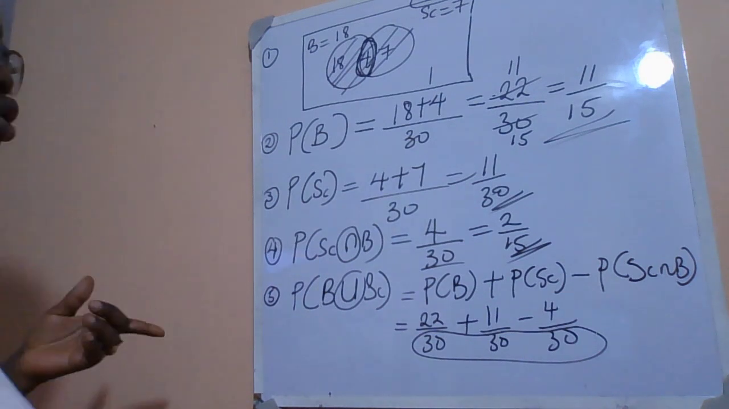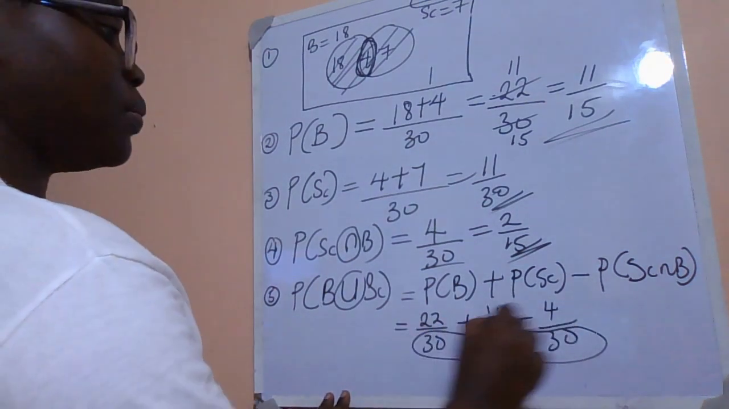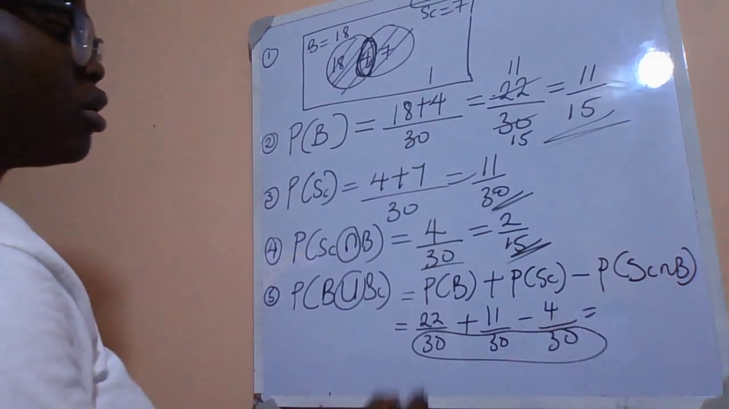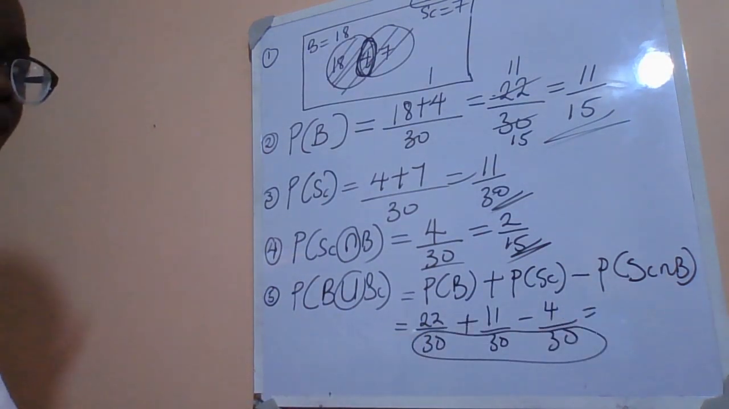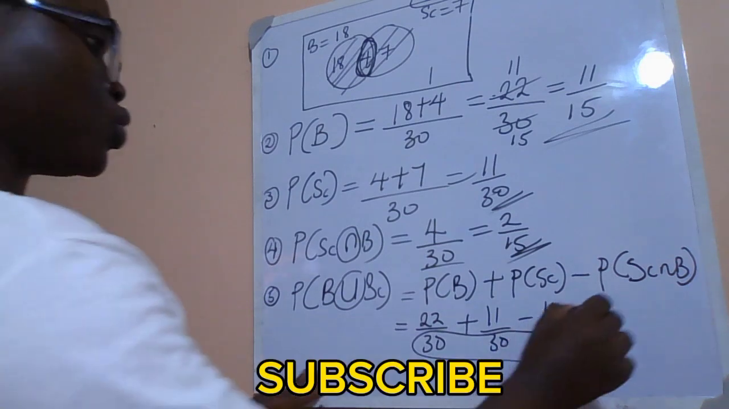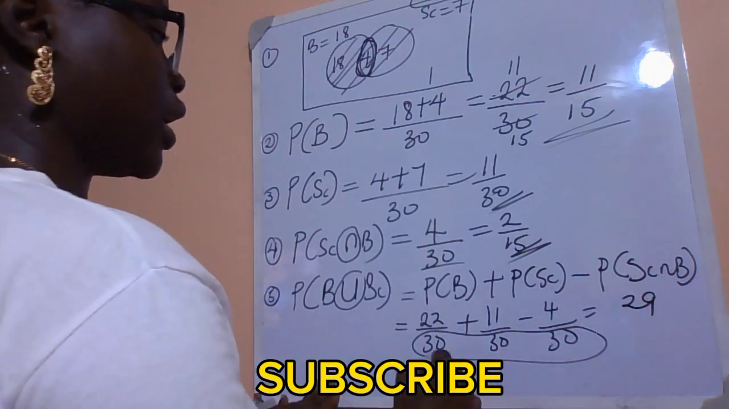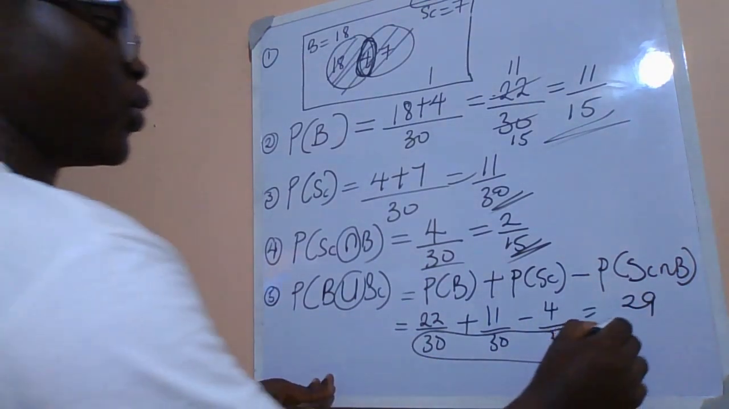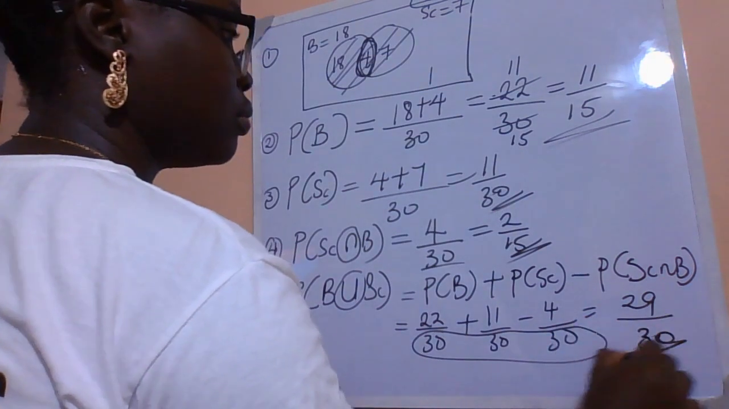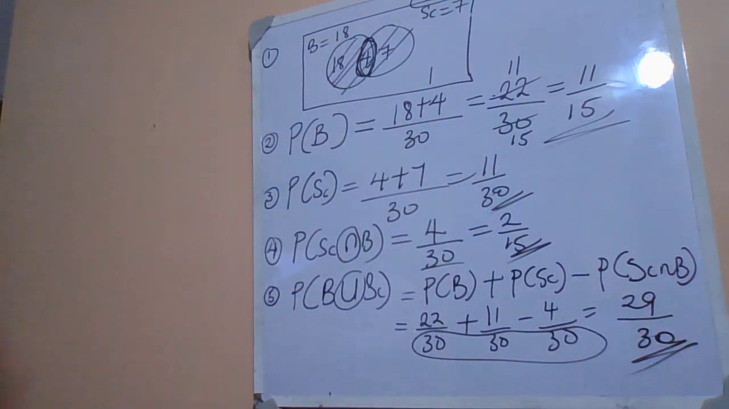So what do we do? What we need to do is just to simplify the numerator. 22 plus 11 is 33. 33 minus 4 will give us 29. So we make our denominator 30. And that answers the other part of the question.